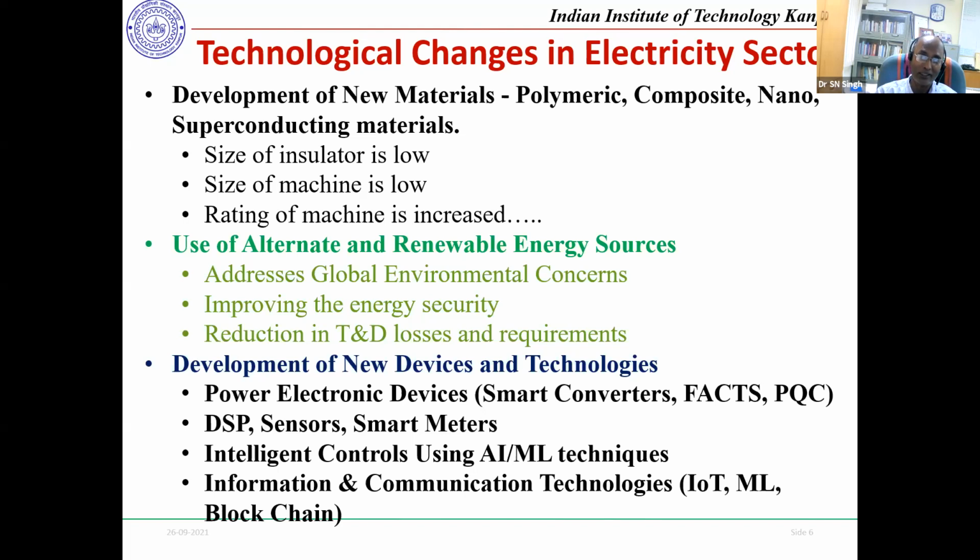So what are the changes? The changes are the technological changes, the new materials. Due to new materials like polymers, composites, nano and superconducting materials, we can have a reduction in the insulator size. Machine size is also lower for the same capacity I am talking about. So what happens if the size stays the same? The power handling capacity you can increase.